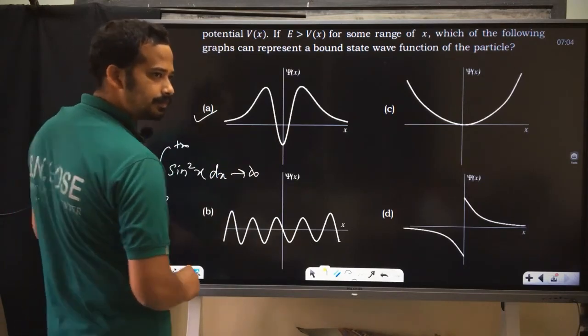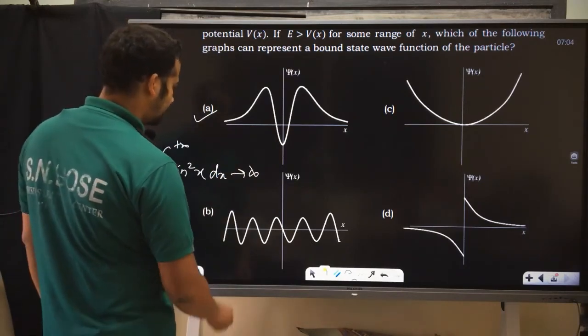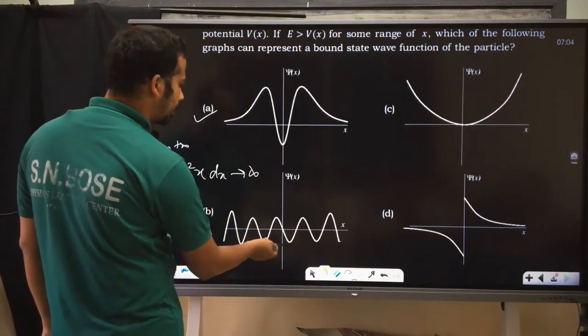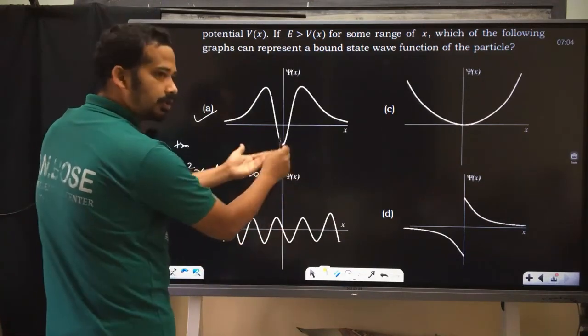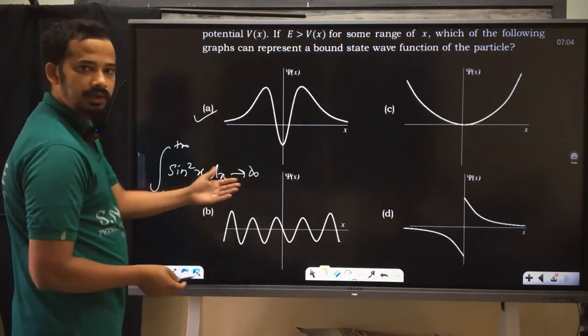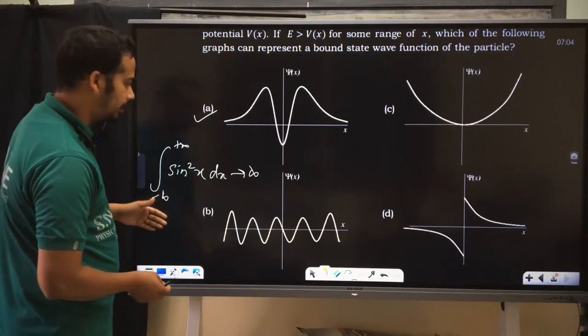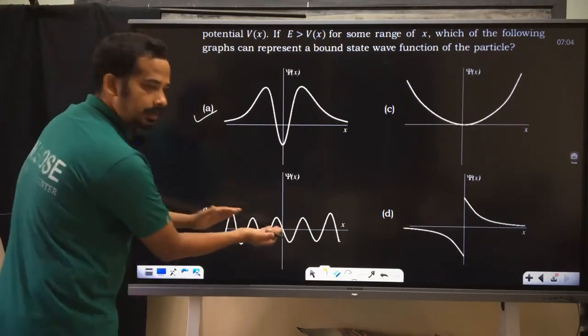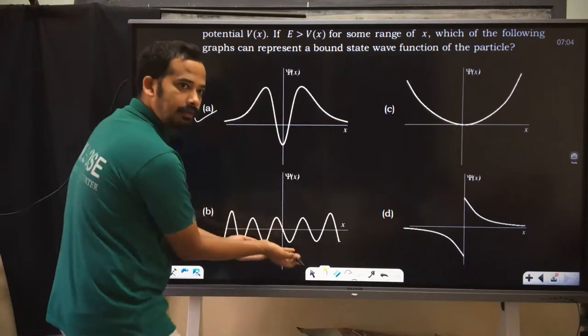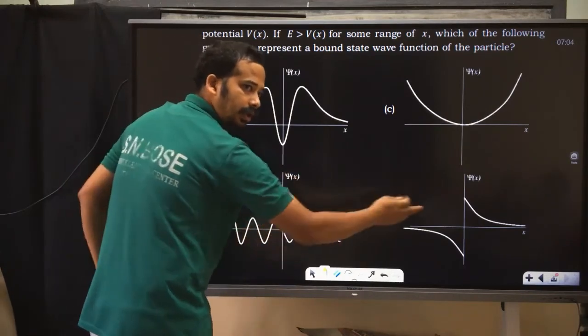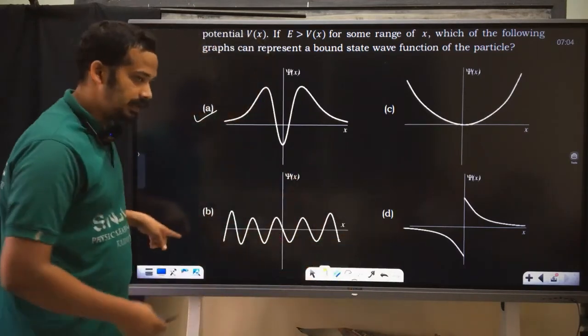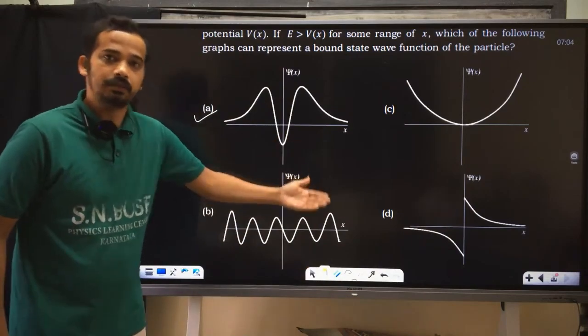How is it sine square? If it is minus sine x, when you take the mod square and then integrate in the normalization, it will come to the positive part. When you take the mod square, the area under the curve is positive only. I was integrating this one, not that one. Integrate the mod square of this one.